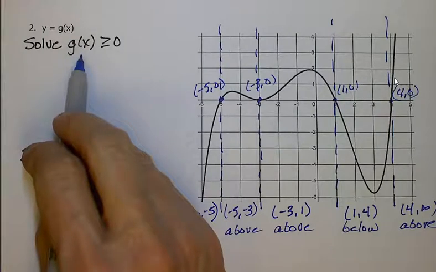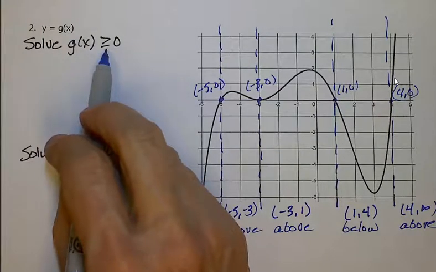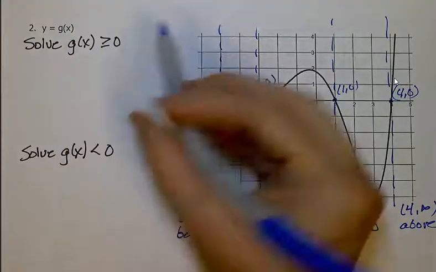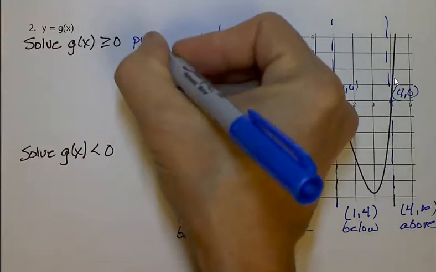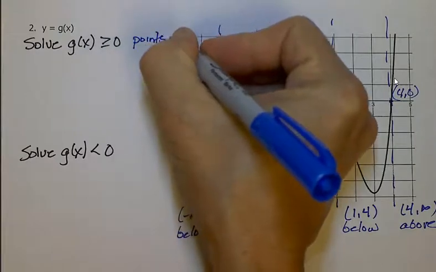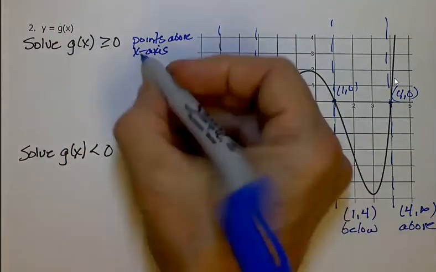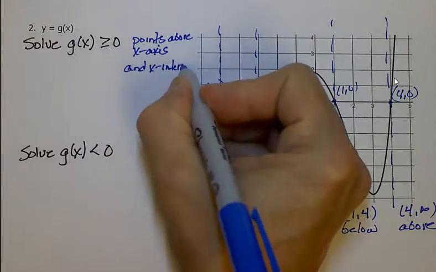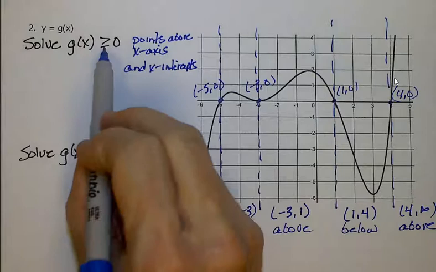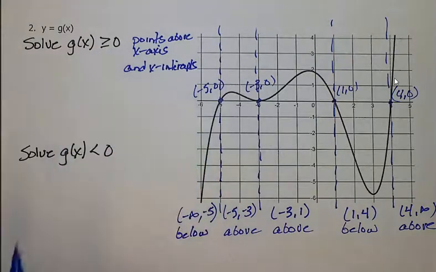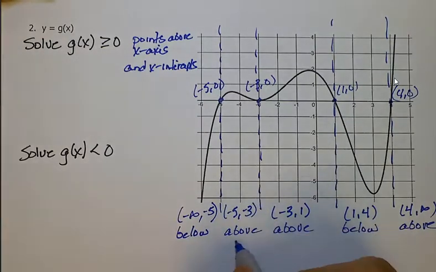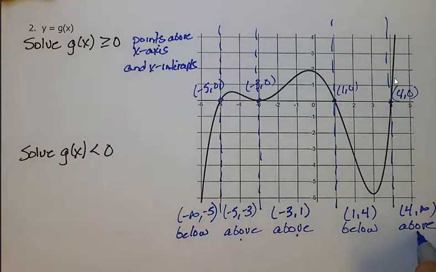Let's start with this one. The main thing we need to do now is interpret what this means. Since it has a greater than 0, that means we want points above the x-axis. And since it has an equals, we also want the x-intercepts included. This is saying that we want the points that are above or on the x-axis. We can pick out all the intervals down here that had points above the x-axis. That would be this one, and this one.